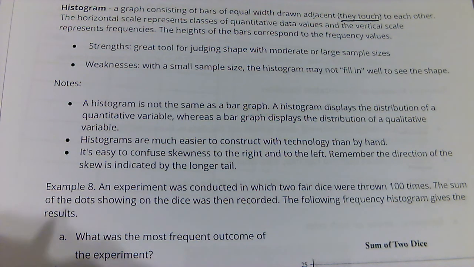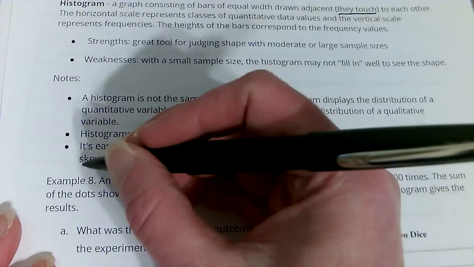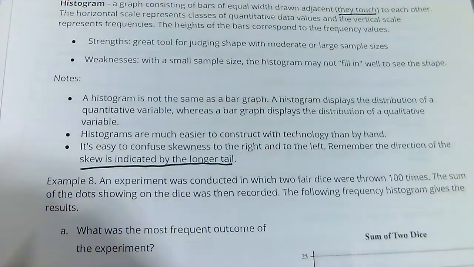It's easy to confuse the skewness to the right or to the left. So just remember the direction of the skew is indicated by the tail. The tail tells you. The tail will tell you.